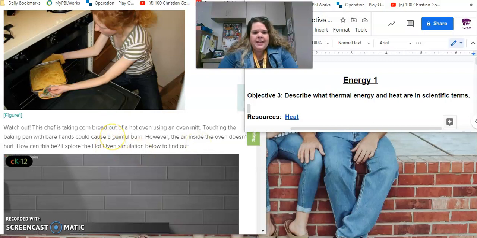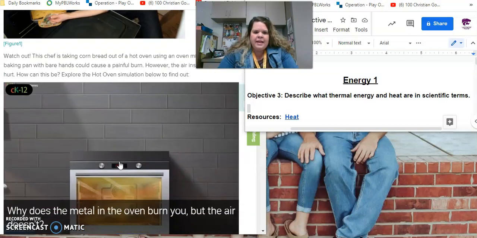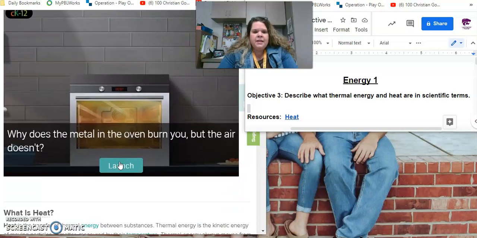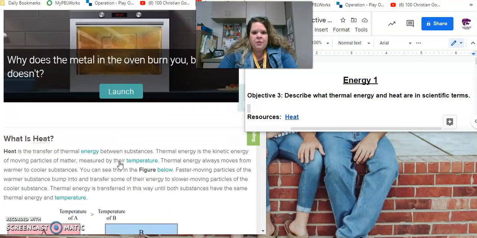This chef is taking cornbread out of the oven using an oven mitt. Touching the baking pan with bare hands could cause a painful burn. However, the air inside the oven doesn't hurt. How can this be? Explore the hot oven simulation below to find out. So that is something that you can watch on your own.